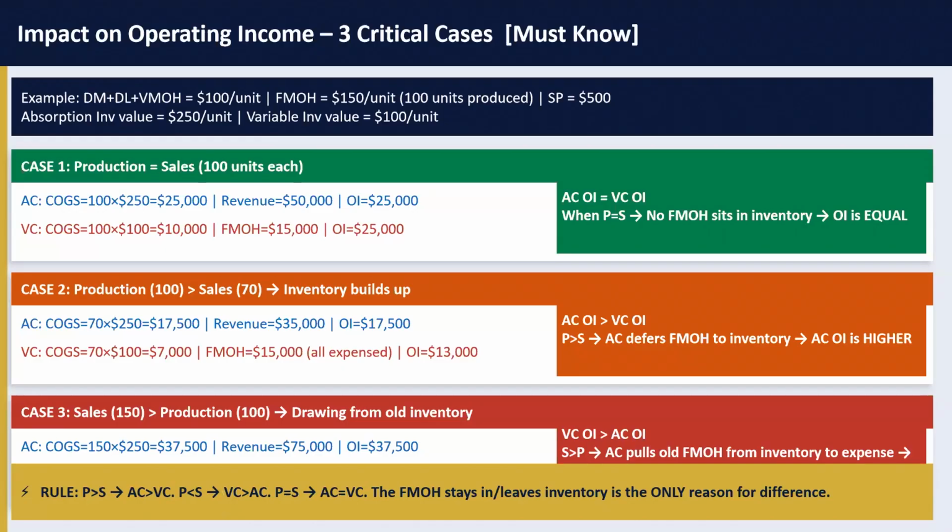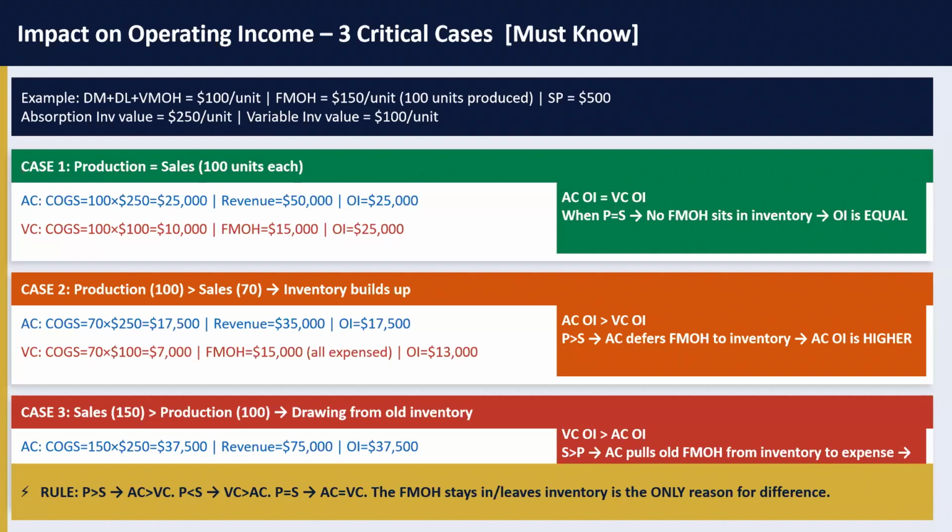Under variable costing, only DM, DL, VMOH. So by default, inventory value in absorption costing is more. Inventory value in variable costing is less. Now, we'll move into case 1.